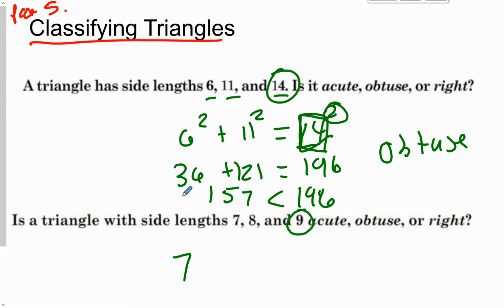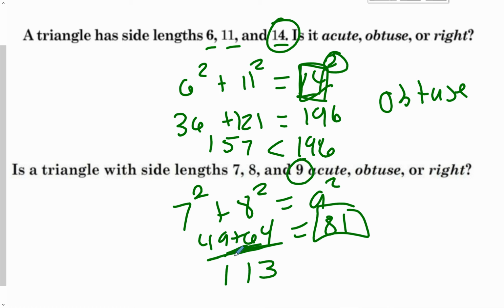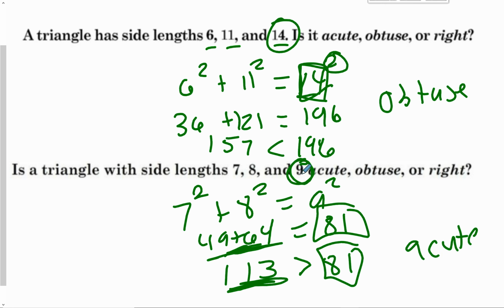So here's another one. You can pause the video and try this one yourself if you want. Take the two smaller ones, square them, and add them together. So 49 and 64 is 113, right? Then take the largest side, square it, 81. So what is this number compared to these two added together? Well, that's smaller than, so since this number is smaller than those two combined, it is acute.